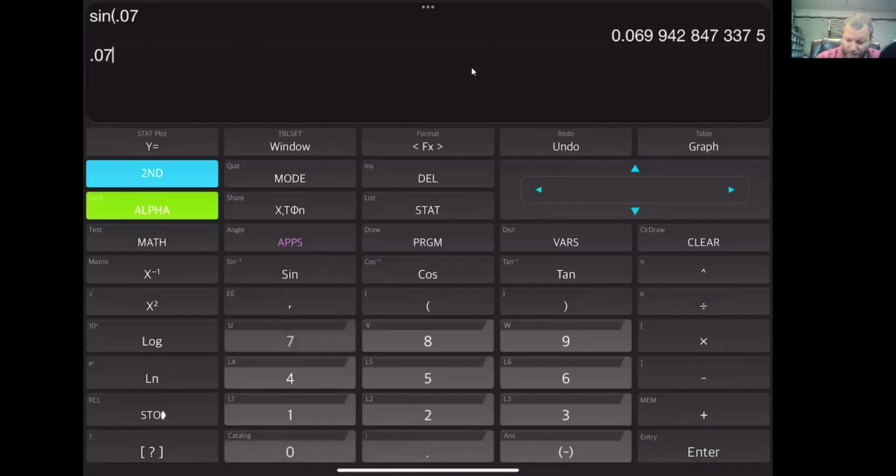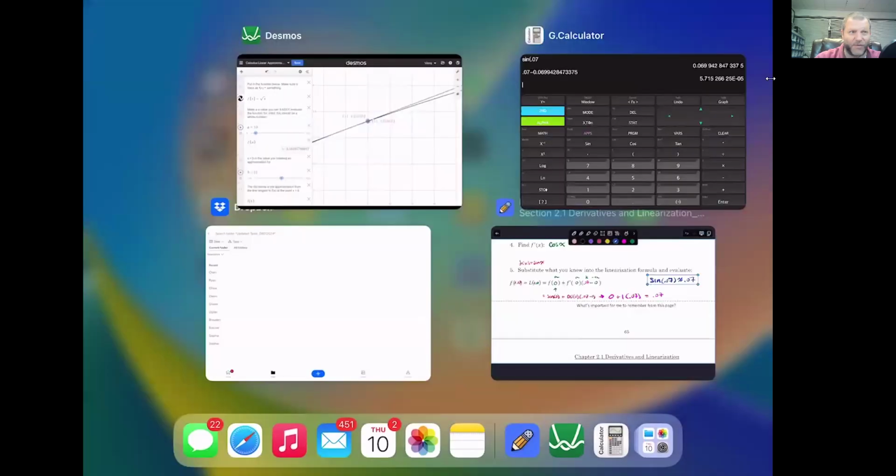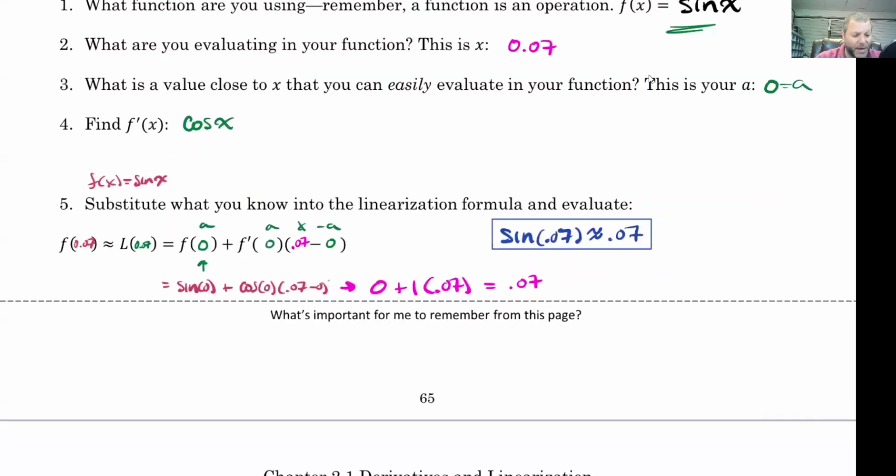So 0.07 minus this number gives 0.00005. So what's that? Something like 5/10,000ths off. So it's a phenomenal approximation with very little actual mathematical work.